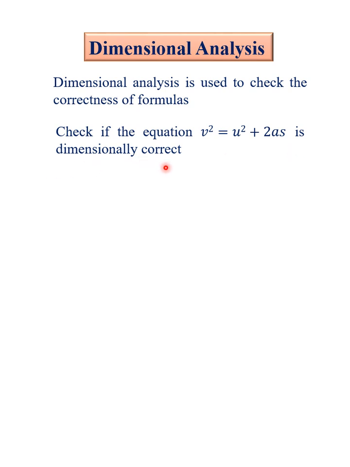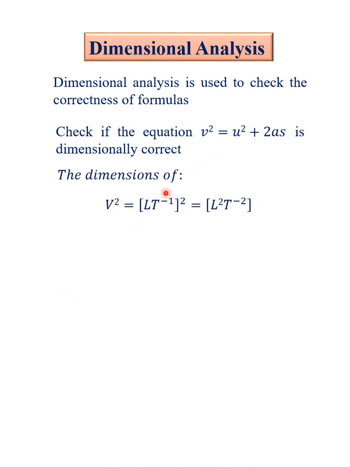To check if this equation is dimensionally correct, we're going to check the dimension of the left-hand side of the equation, which is v squared. And we are going to check the dimension of each of the terms on the right-hand side of the equation, and if they are the same across the entire equation, if they are homogeneous, it means the equation is dimensionally correct. So let's start with v squared.